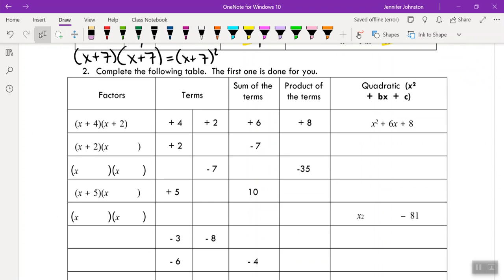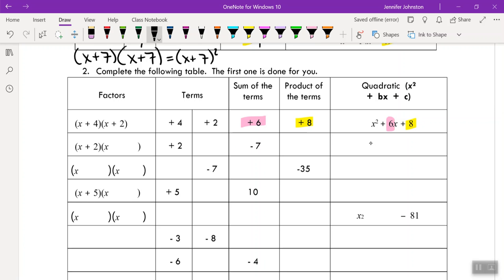All right, now we're going to look at the factors. Okay, so it's kind of an extension here. So we've got the factors of terms to sum the product. So again, our product is that last one. The sum is the middle one. These are the terms, and then these are just the terms written as factors. All right, so let's go ahead and check these out.